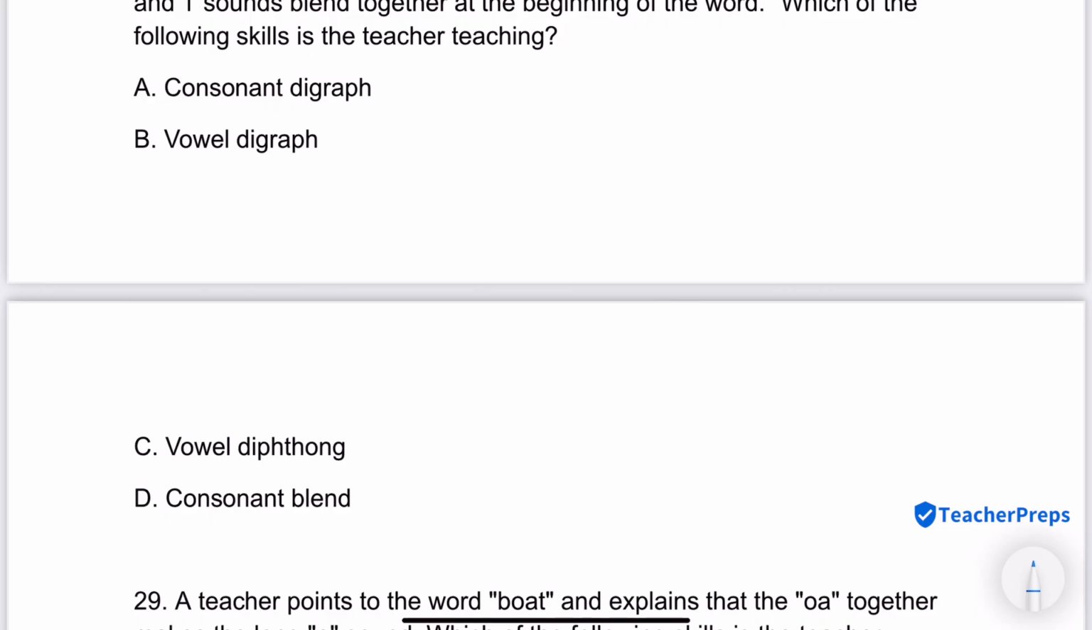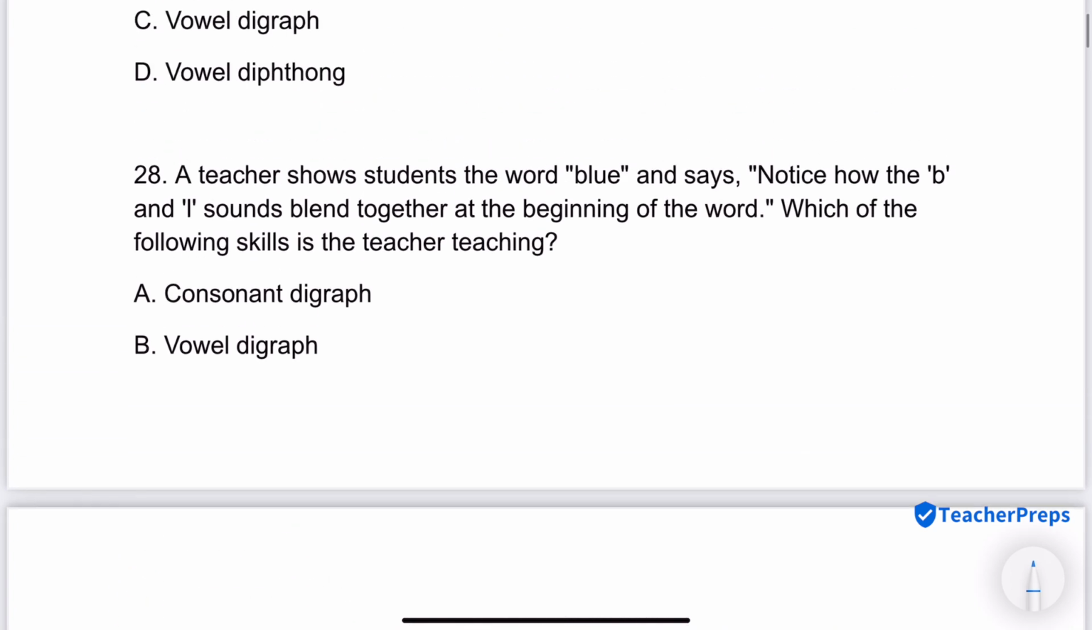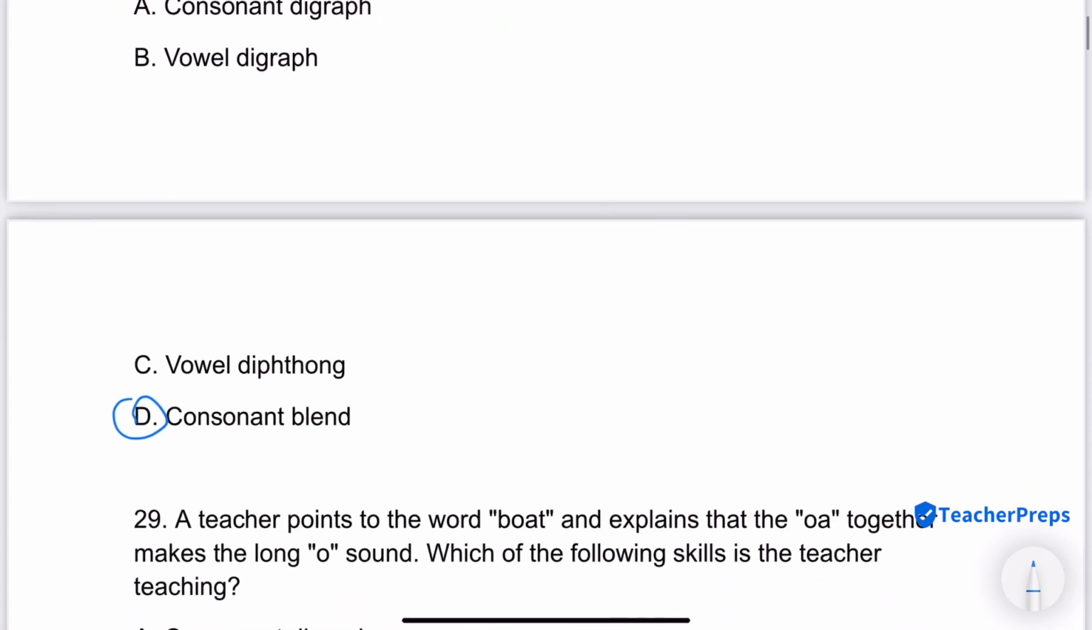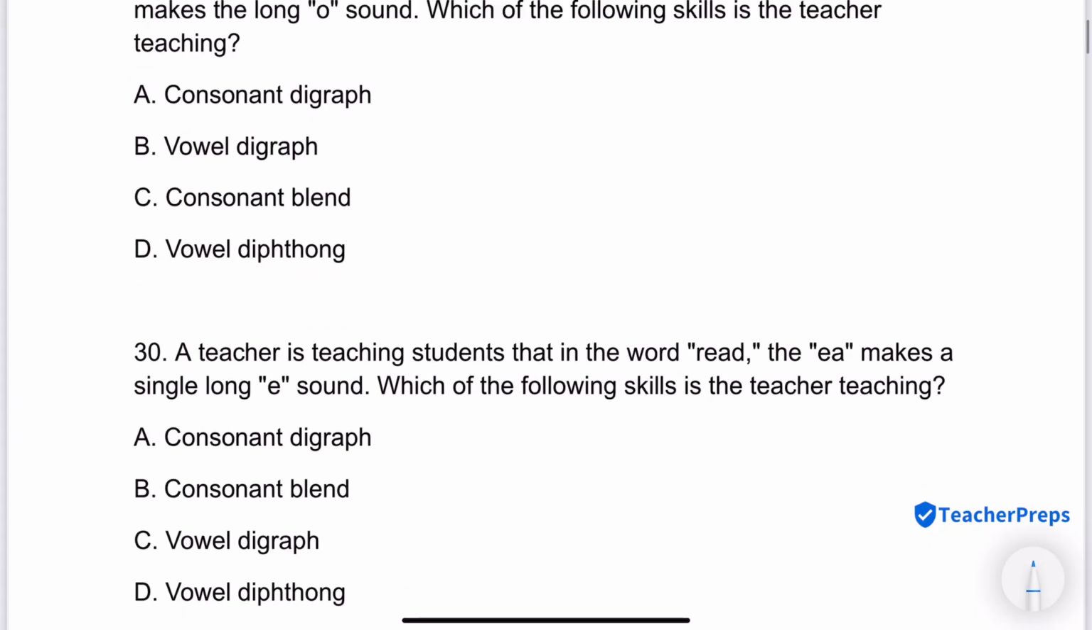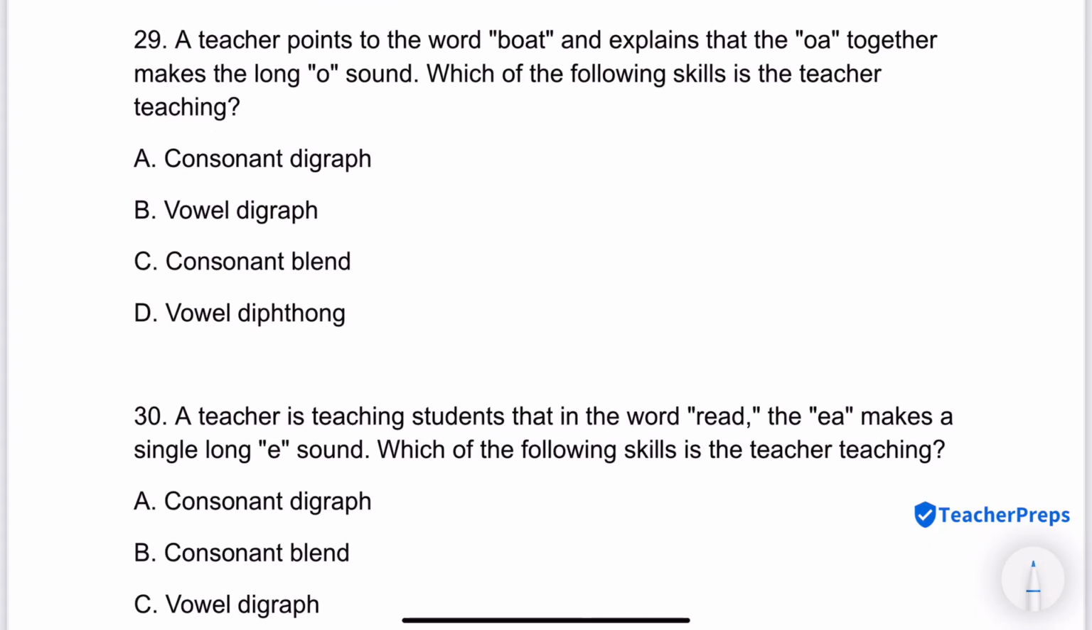All right, so working off our last question, this is the other side of that coin. And this is a consonant blend. So up top was a consonant digraph, and this is a consonant blend. Moving on to question number 29.